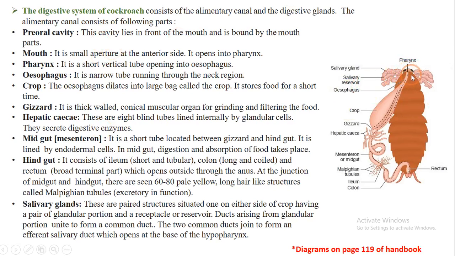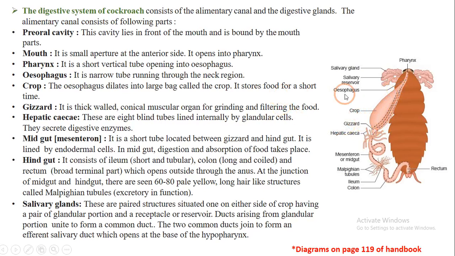Okay, so this is the pharynx region. Now pharynx, it is a short vertical tube as you can see in this picture, and the pharynx will open up into the esophagus. Esophagus, again, is a narrow tube that is running through this neck region, and it opens up into the crop region. So this swollen part that you can see, the bag-like structure, this is the crop.